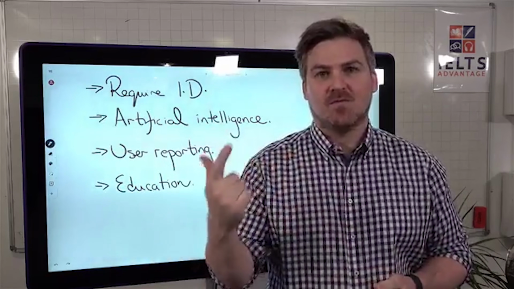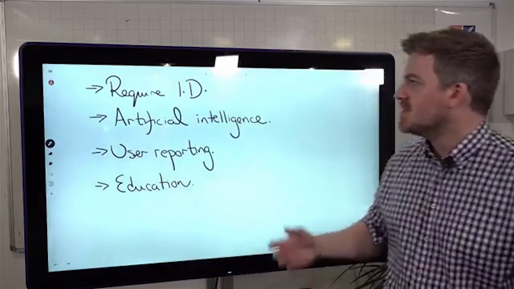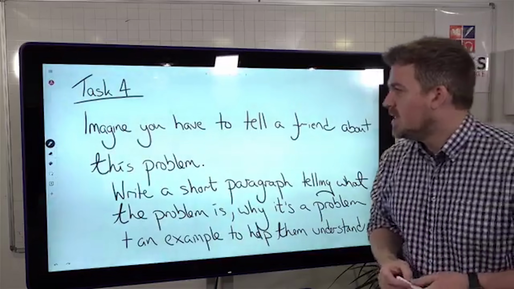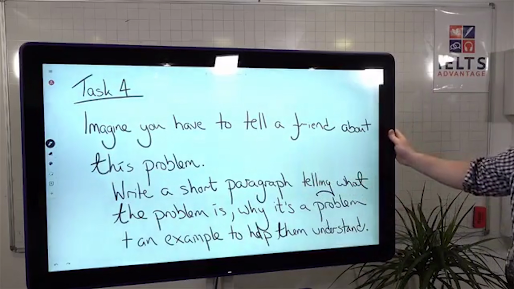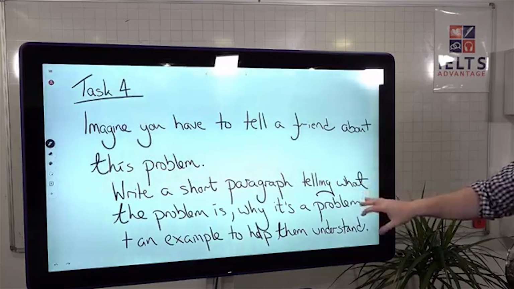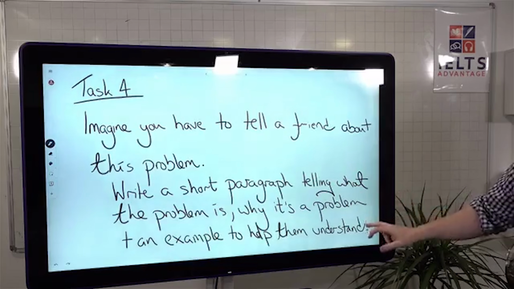You're just trying to think of one viable option that would work and that you could explain. So let's move on to task 4. Imagine you have to tell a friend about this problem. Write a short paragraph telling what the problem is, why it's a problem, and an example to help them understand.